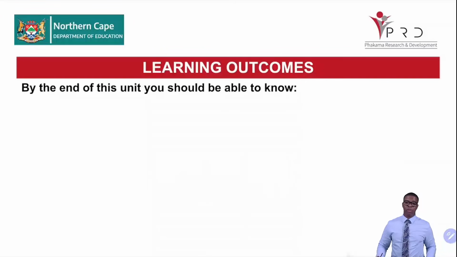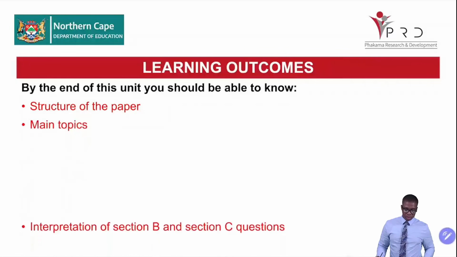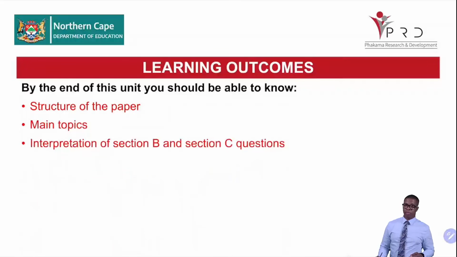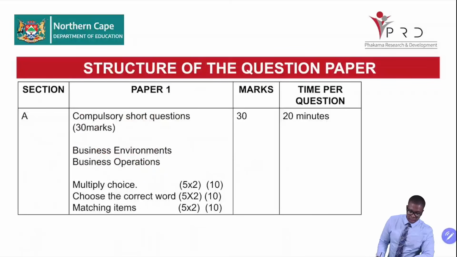By the end of this unit, you should be able to know the structure of the paper together with the main topics and interpretation of section B and section C, with the focus on business operations, human resource, and quality of performance. Then let's start with the structure of the paper.